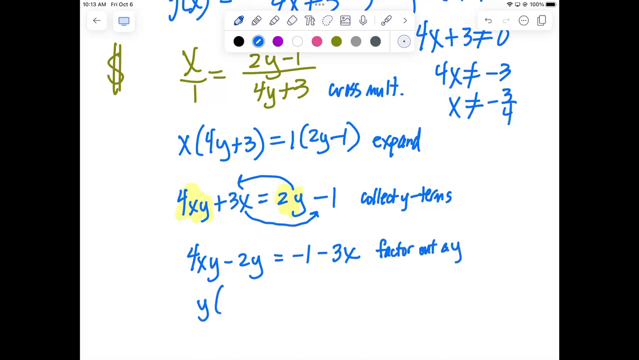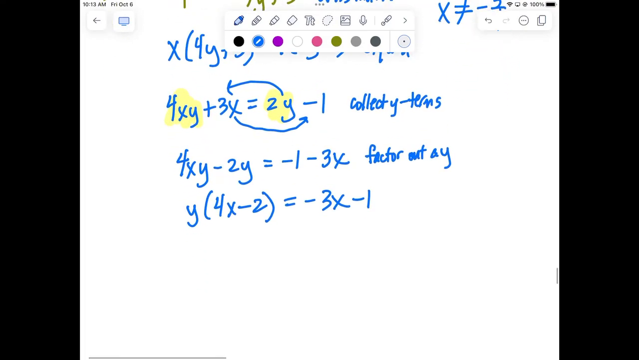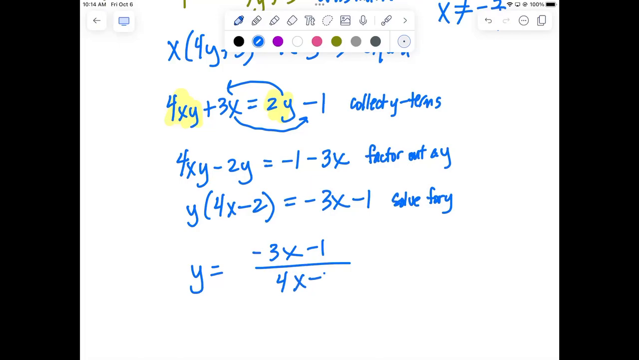So we get y times 4x minus 2 equals, and I'm going to put the x term first over here, negative 3x minus 1. I just like the x term first, so I'm commuting those two terms. And now all we got to do is solve for y. I'm multiplying by 4x minus 2, so all I got to do is divide both sides by 4x minus 2. So I get negative 3x minus 1 all over 4x minus 2.